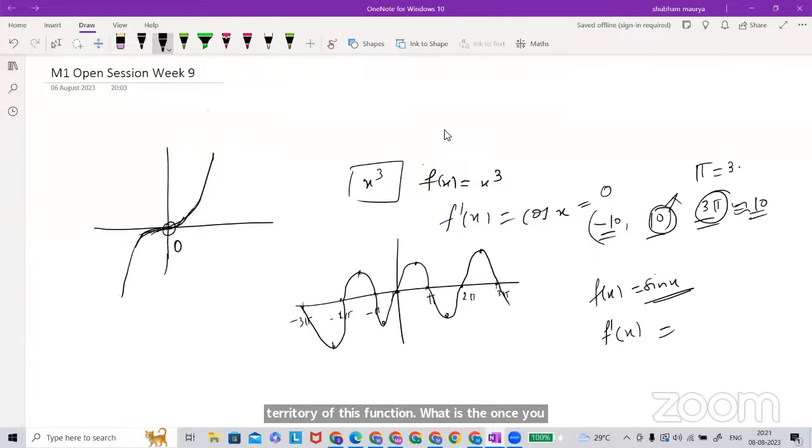Derivative of sin x means cos x. If you see the video lecture of week 8, the derivative means once you differentiate this function, it will be cos x. So this is called the derivative of the function.